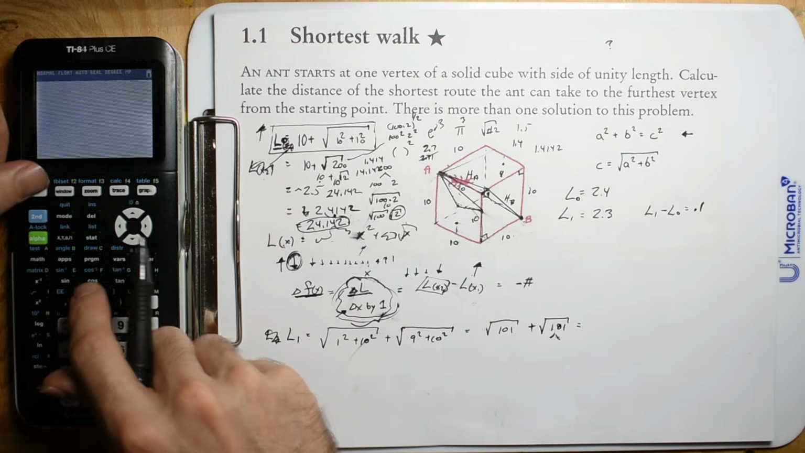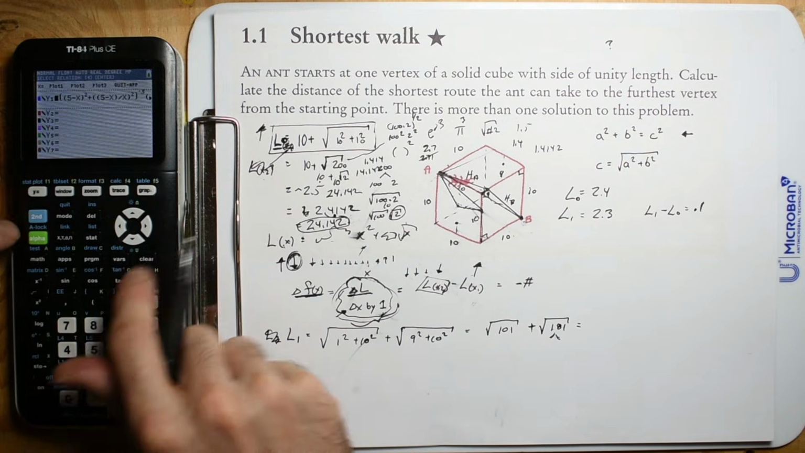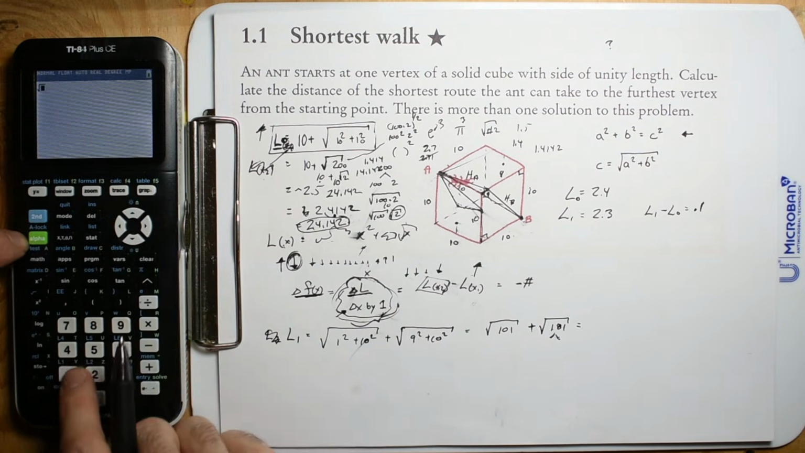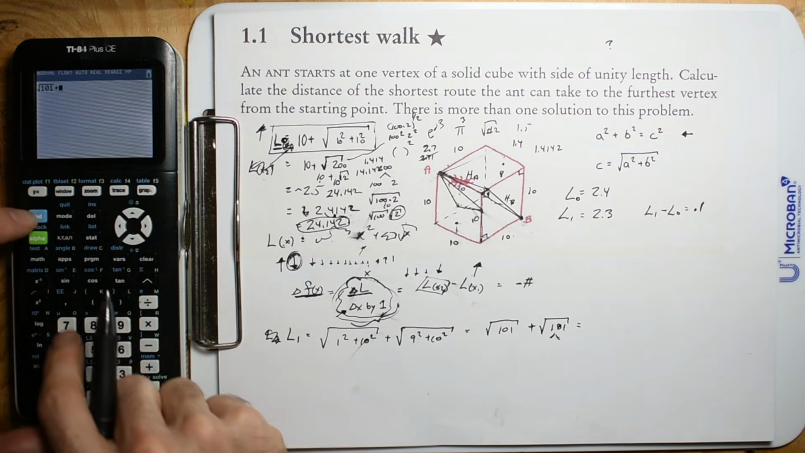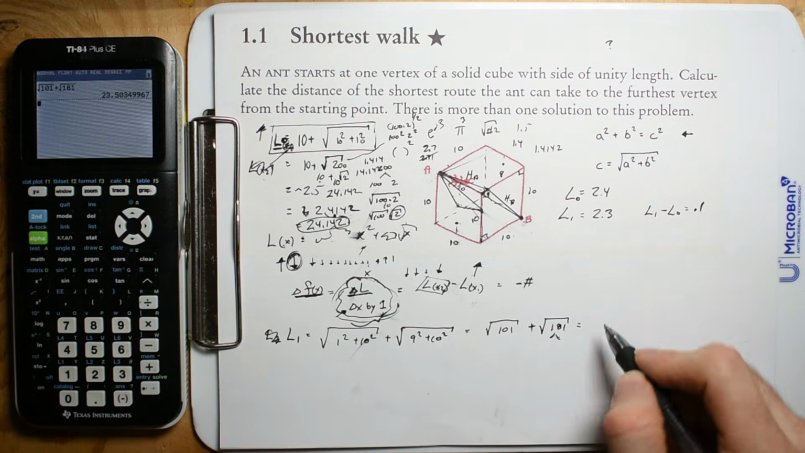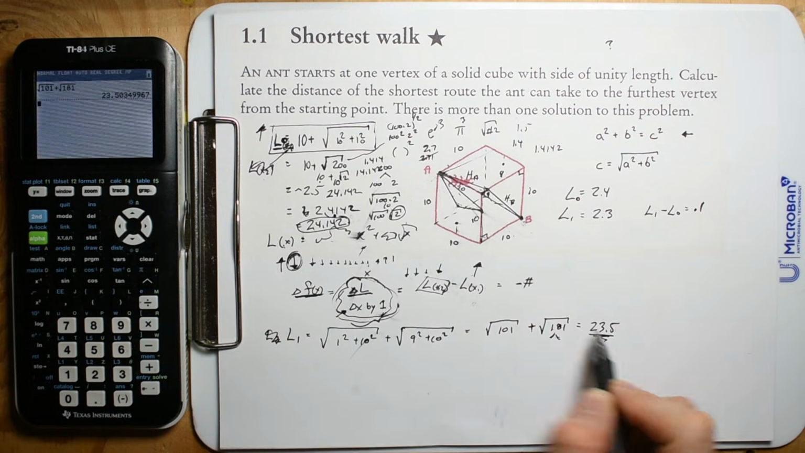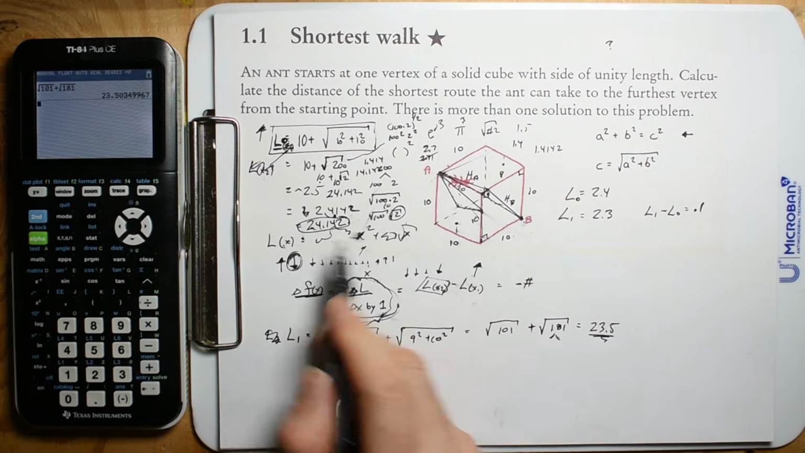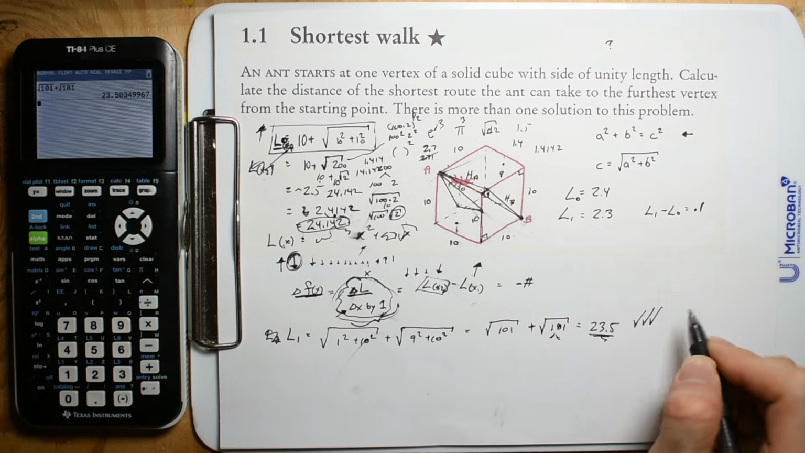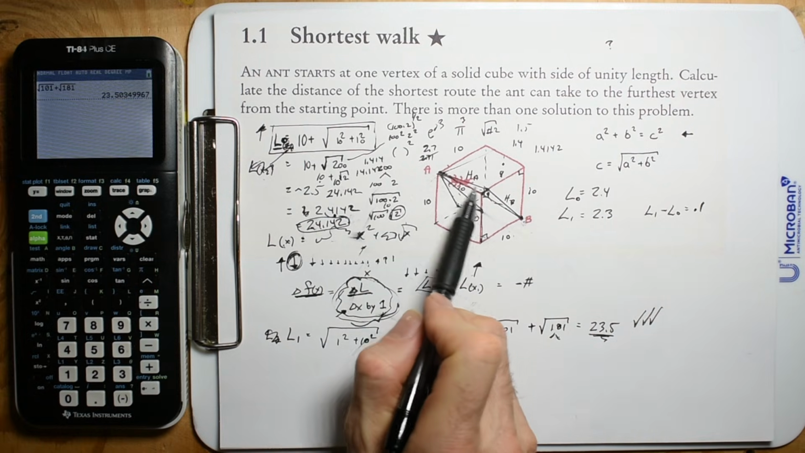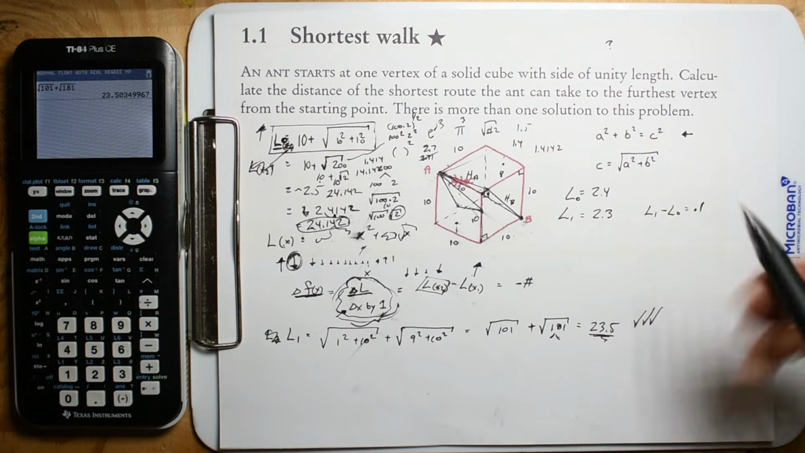So we're just going to pop this into our calculator. We have the square root of 101 plus the square root of 181, and we get 23.5. Is that less than 24.1? Yes. So we have a check on reality that taking this route was a winner.